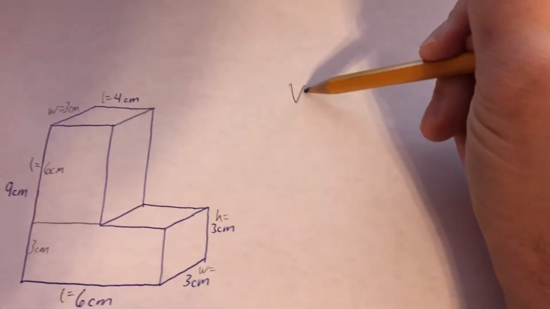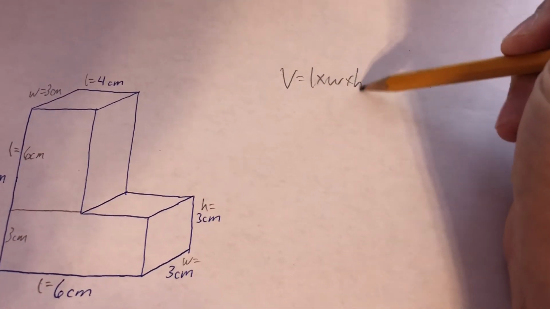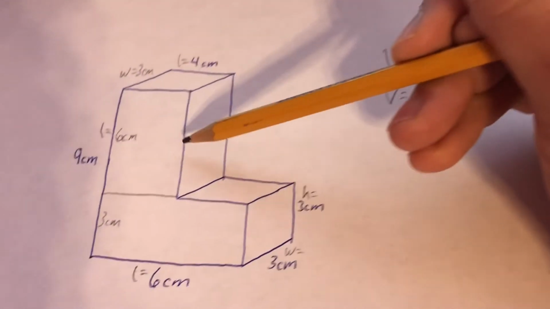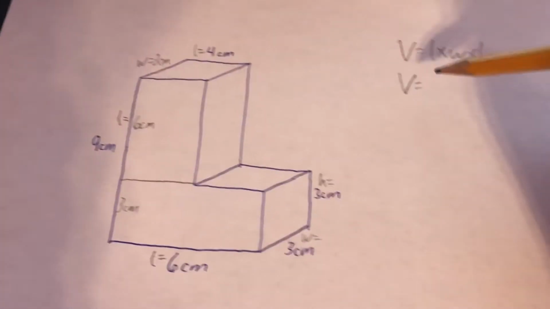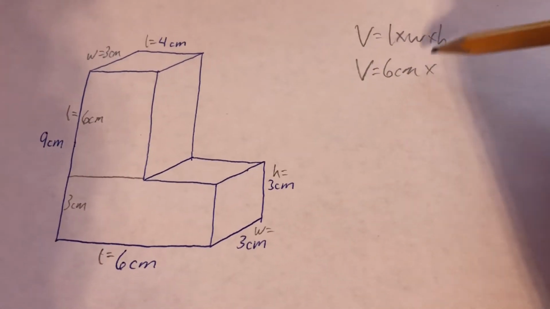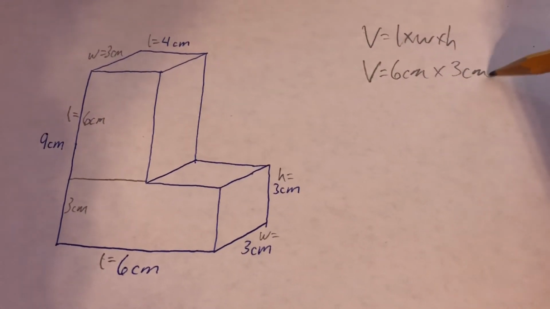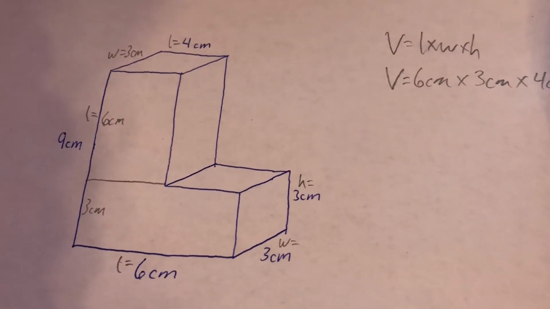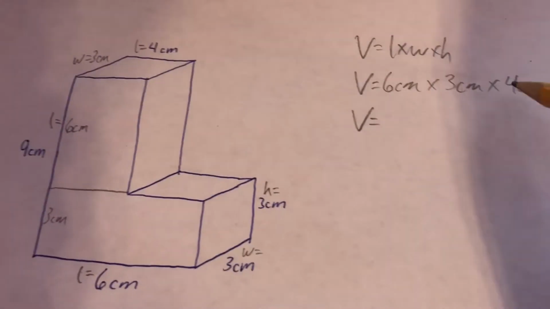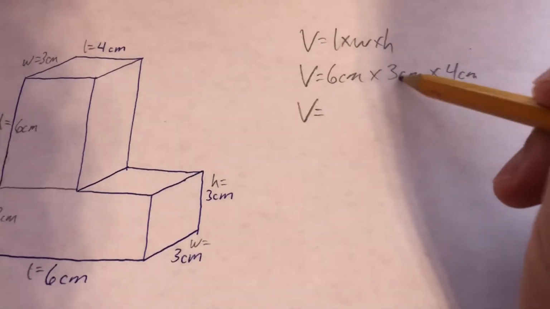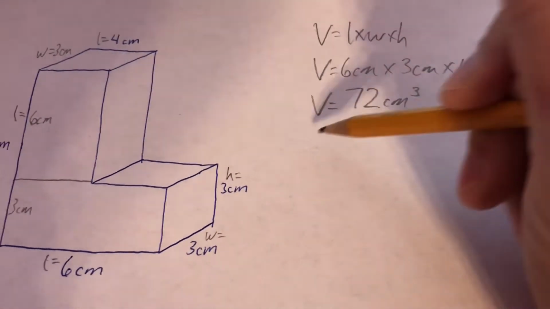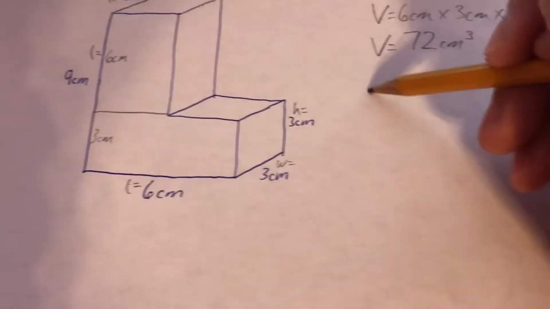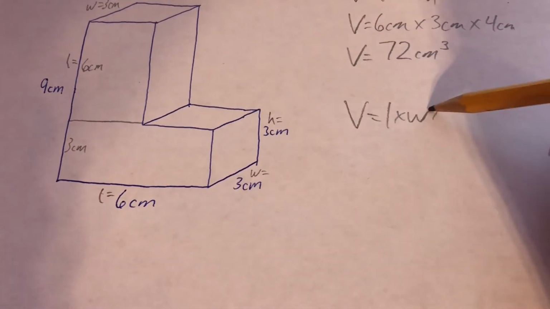So volume equals length times width times height. Volume equals, looking at that one on the top, be careful. So that's why I had to label everything over here so I'm not going to get tricked and use that 9 centimeters. So 6 centimeters times 3 centimeters times 4 centimeters. Volume equals, so I'm going to do, let's see, 4 times 3 first of all is 12 times 6, 72 cubic centimeters.